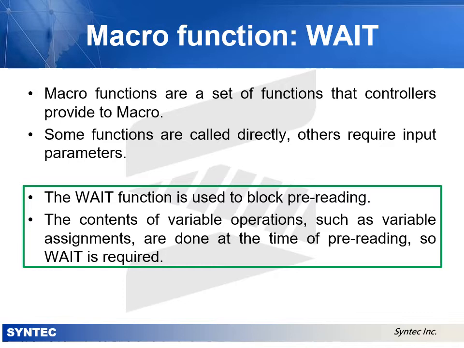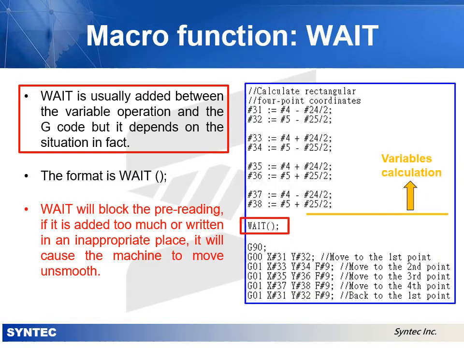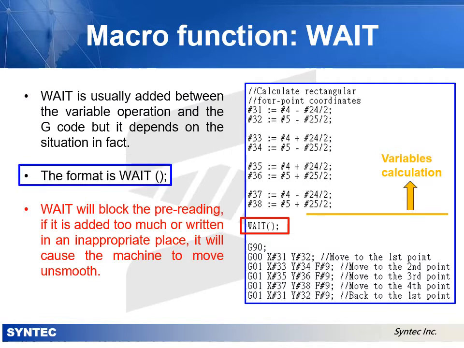Moreover, macro can be divided into two parts: G and M code and variable operations. The contents of variable operations, such as variable assignments, are done at the time of pre-reading. At this moment, it may lead to a numerical error of the variable, so we need to use the wait function to block it. The wait function is usually added between the variable operation and the G code, but it depends on the situation. In fact, the wait function is called directly.